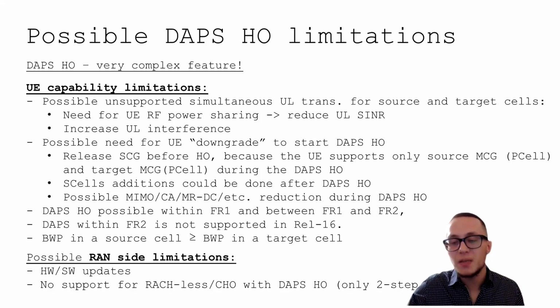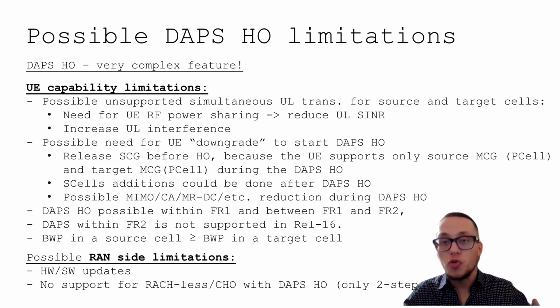It will increase the complexity of the UE in the uplink direction. Power in the uplink direction will be shared. It will reduce the final received SNR. It will increase interference in the target cell in the uplink direction. So it is pretty challenging to have simultaneous transmission with the source and target cells in uplink.